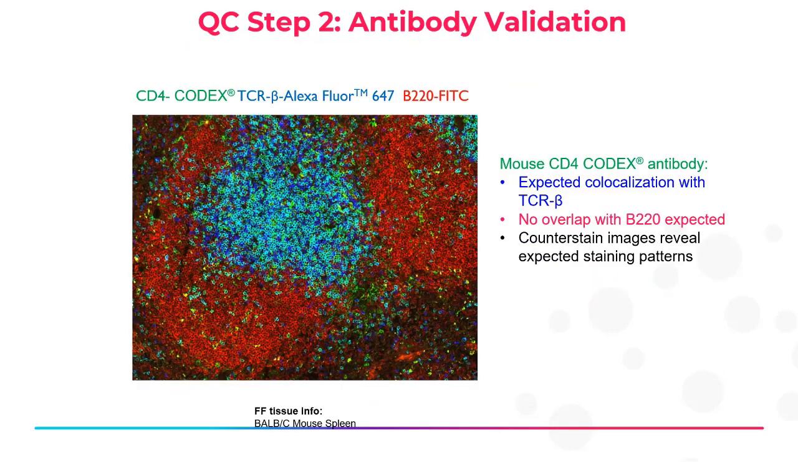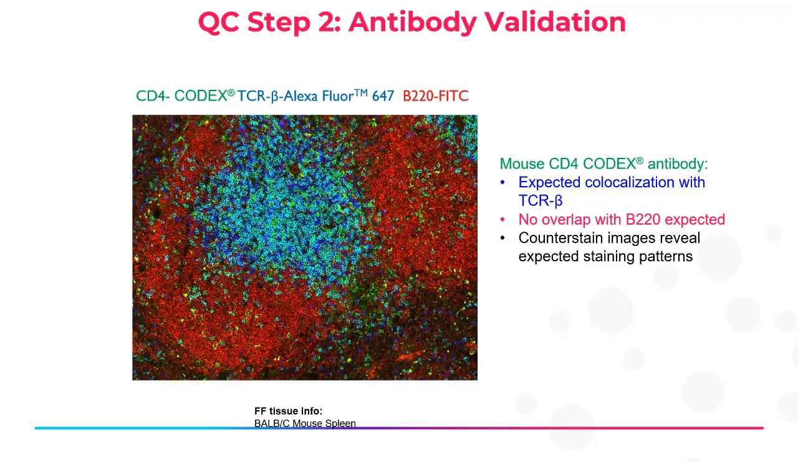Now, once you've achieved an optimal titration, we recommend using a positive and negative counterstain to validate the specificity of your newly conjugated antibody. In this case, our newly conjugated antibody is CD4, and it's shown here in green. A positive counterstain is an antibody you can expect your newly conjugated antibody to co-localize with. In this case, CD4 should co-localize with TCR beta, which is seen in blue.